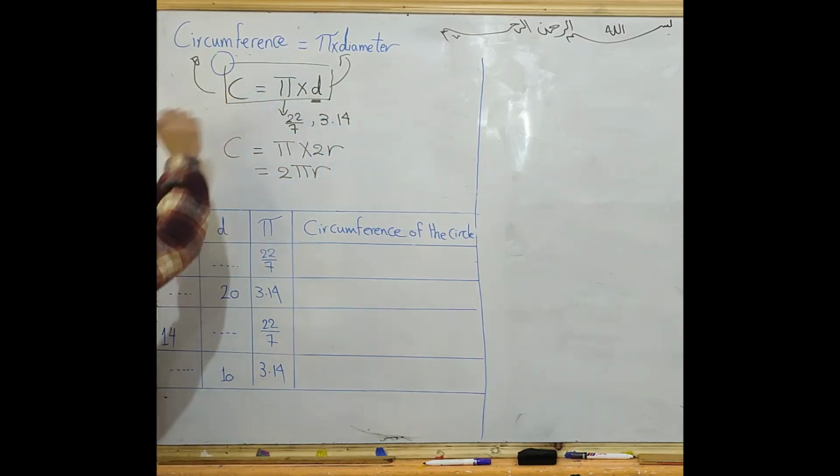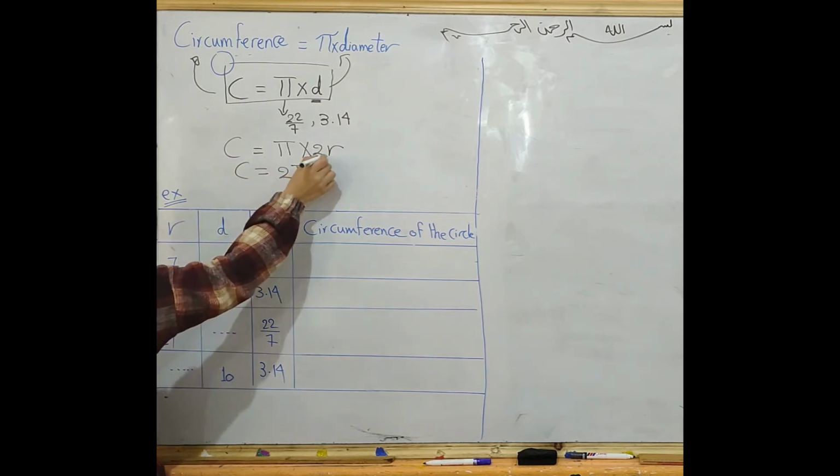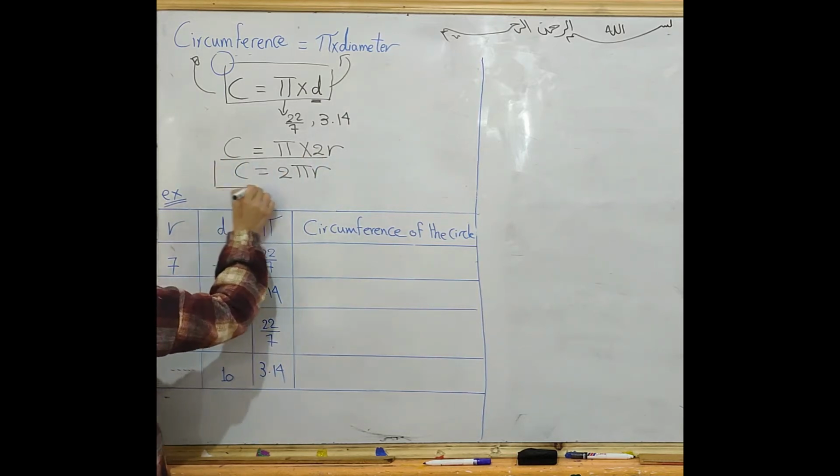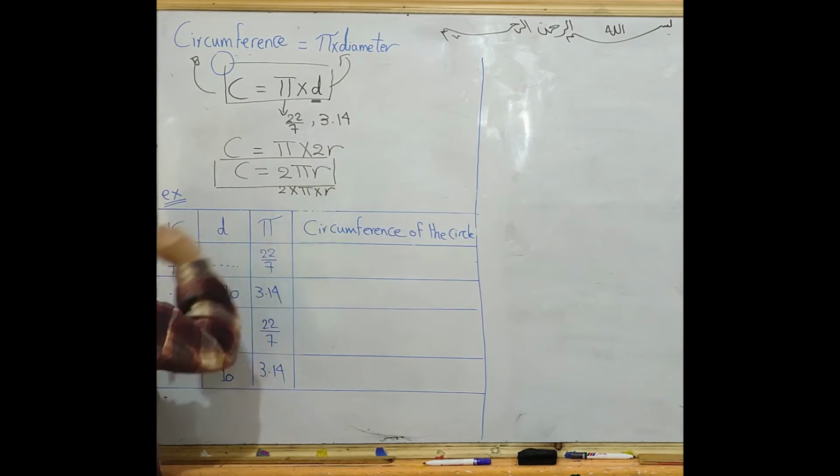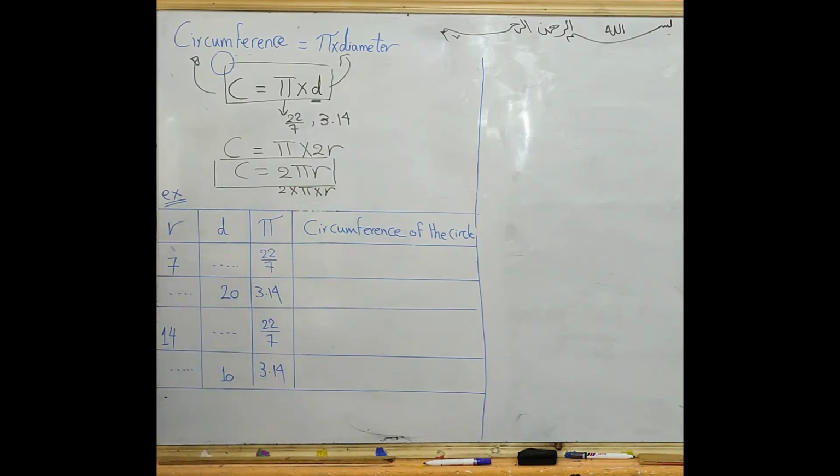Circumference of any circle equal pi times d, or circumference of any circle equal 2 pi r. 2 pi r means 2 times pi times r. For example, if we have a circle with a radius 7 centimeter, then its diameter equal 14 centimeter.